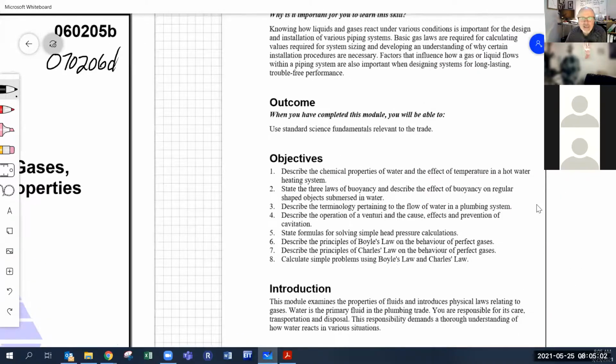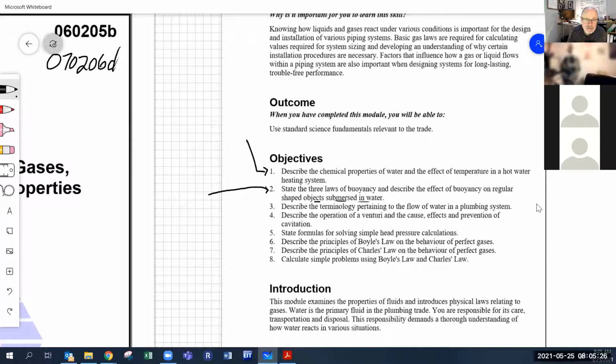And today I will highlight what we're going to talk about. Today we're going to describe chemical properties of water and effects of temperature. We're going to state the 3 laws of buoyancy and the effects of buoyancy on regular shaped objects submersed in water.